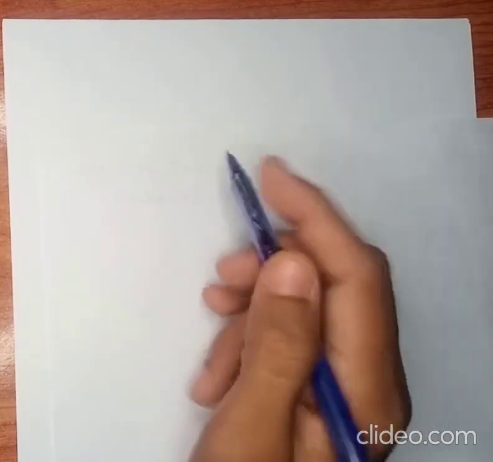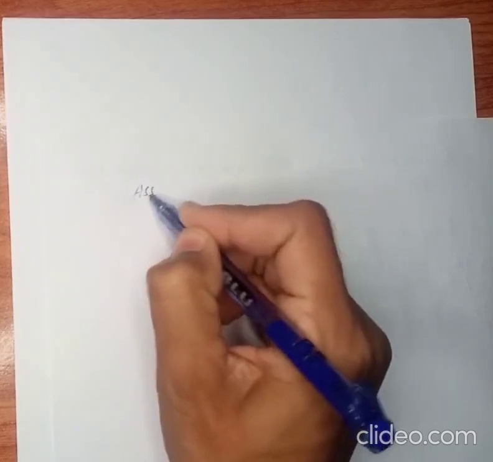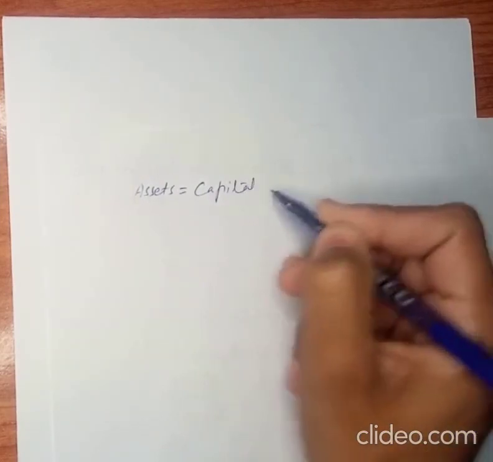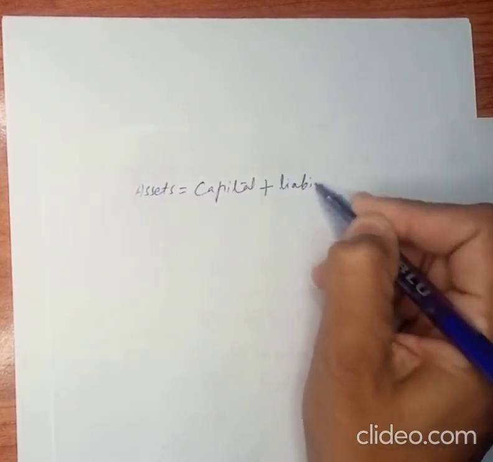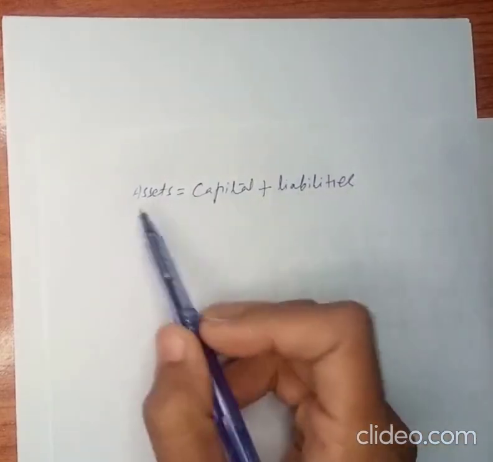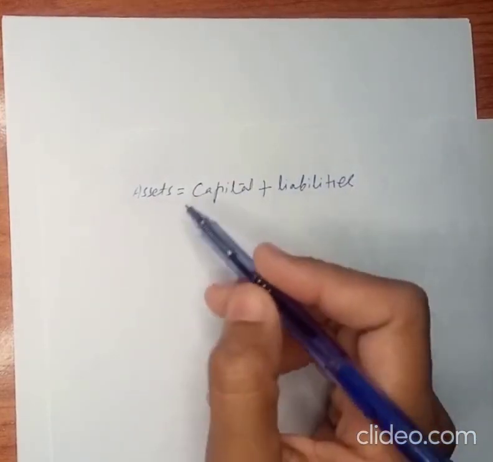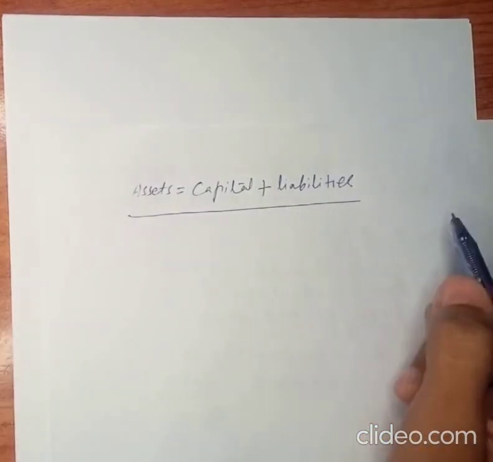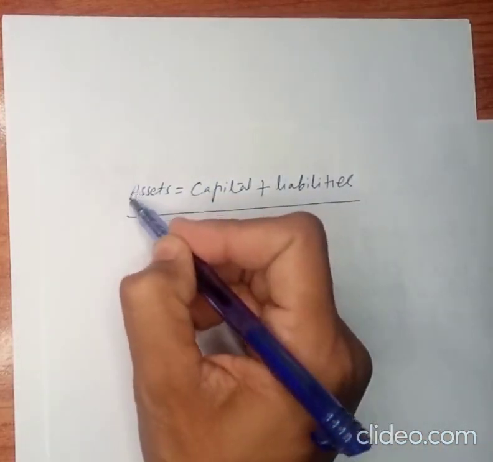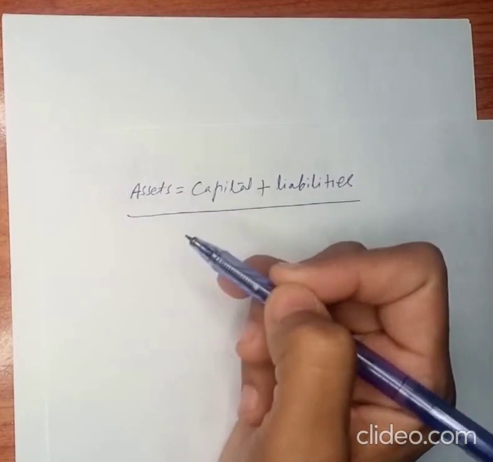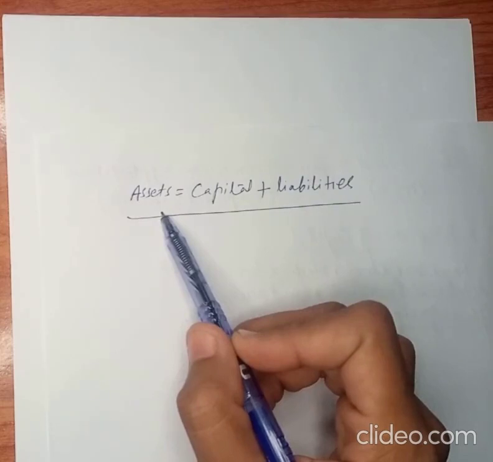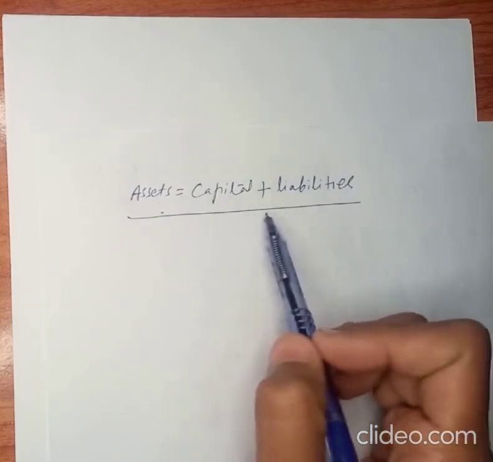Today we will start from the accounting equation, that is assets is equal to capital plus liabilities. You all know that this is the accounting equation, that is assets is equal to capital plus liabilities. The explanation of this equation is that no matter how you present the accounting equation, the total of both sides will always equal each other.